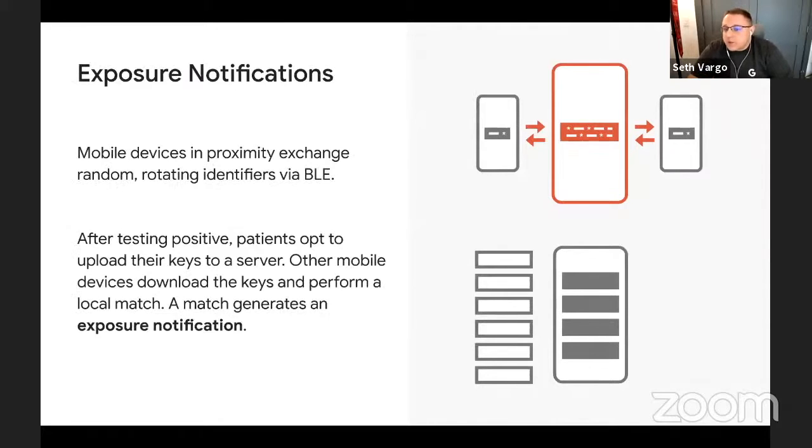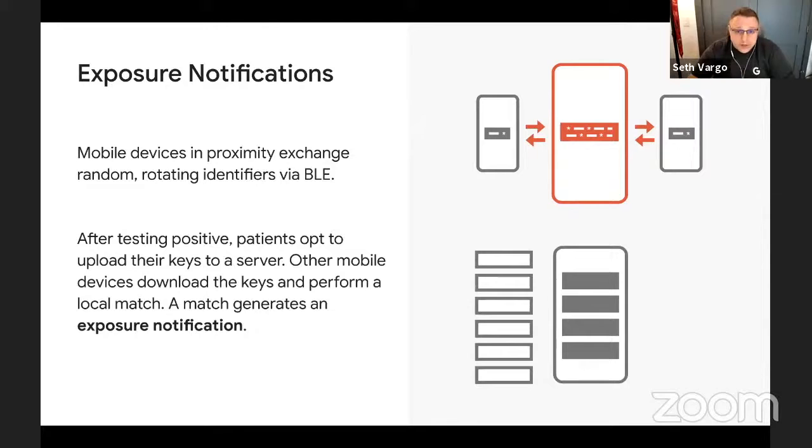If you're not familiar, Exposure Notifications is a joint effort between Google and Apple to help governments and public health authorities fight the pandemic through digital contact tracing using iOS and Android mobile devices. I won't go through the whole program, but in short, when a mobile device is in proximity to another mobile device, in other words, when two humans are in close proximity, they exchange random rotating identifiers via low energy Bluetooth.